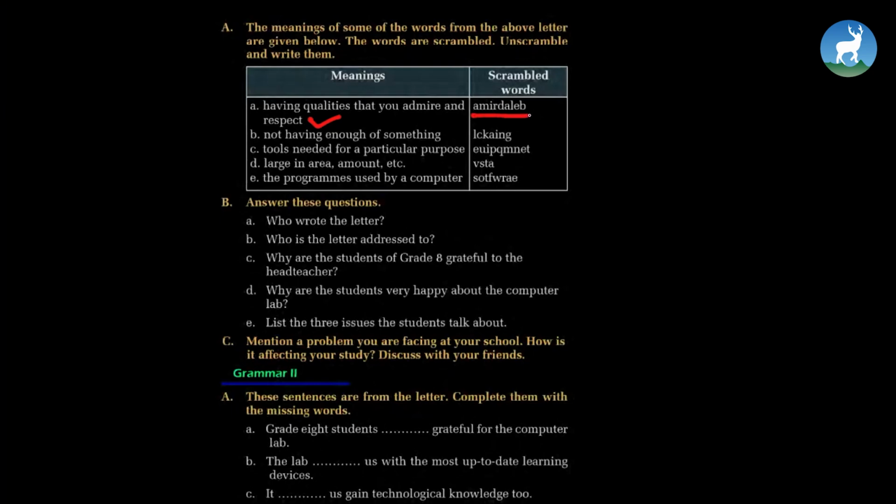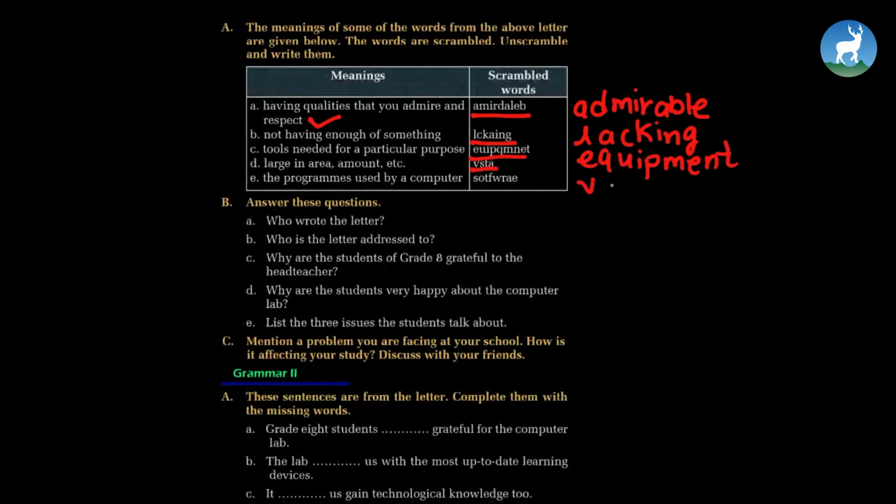So, having qualities that you admire and respect. Scrambled word is this. When we unscramble it, it is going to be admirable. The second word, not having enough of something. Lacking. The third word, tools needed for a particular purpose. Equipment. The fourth word, large in area, amount, etc. Vast. The final word is the programs used by a computer. Yes, as you guessed it correctly, it is software.